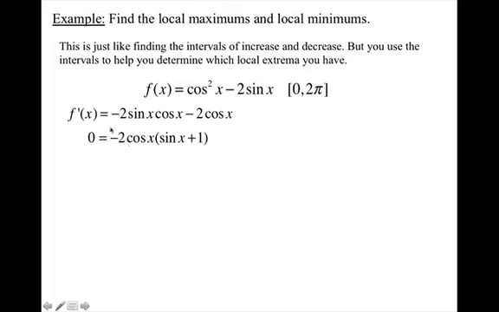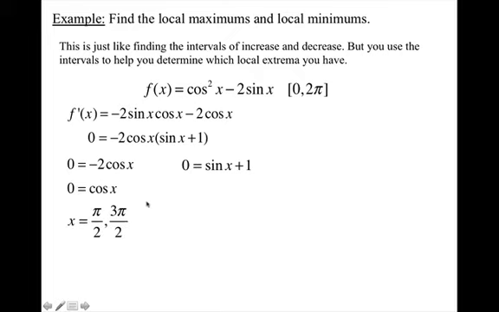set the derivative equal to 0, and luckily this derivative exists everywhere. Factor, set each factor equal to 0. I need to find when cosine equals 0, which will be at pi over 2 and 3 pi over 2, and I only have to stay within my given interval. And I need to find when sine x is negative 1, which is x equals 3 pi over 2.